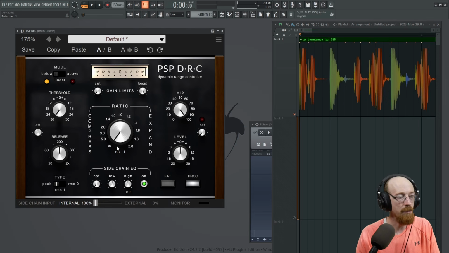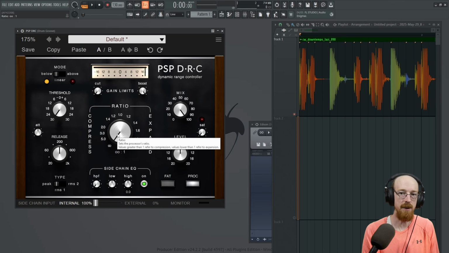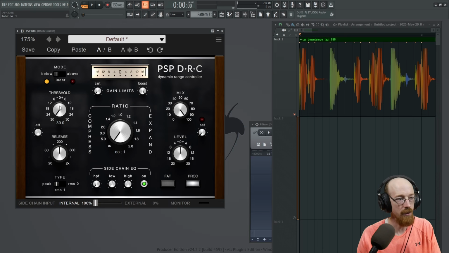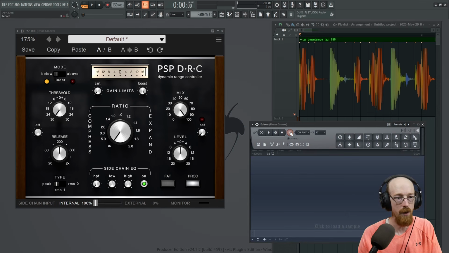We're going to set it to compression. And what this means is it's going to do upwards compression, because it's looking at stuff below the threshold. It's going to start turning it up. And as I bring this threshold up, it's going to start pulling up these softer bits. And to show this, let's go ahead and record it while it's playing.